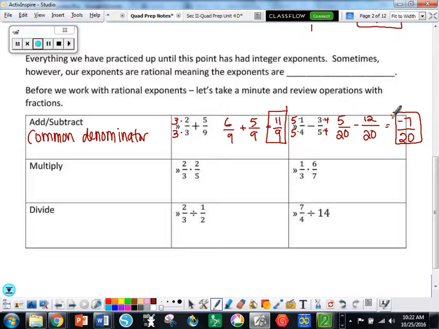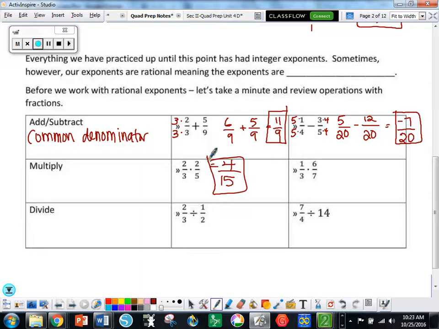Okay, cool. How do you multiply fractions? Do you need a common denominator when you multiply? No, you just multiply straight across. So in this case, 2 times 2, 4 over. Done. Now you could, it's called cross-canceling, you could cancel before you multiply. That's going to make any sort of reducing easier.